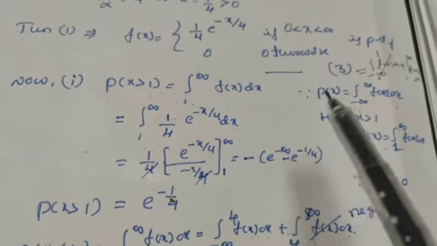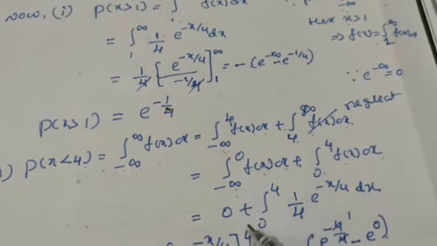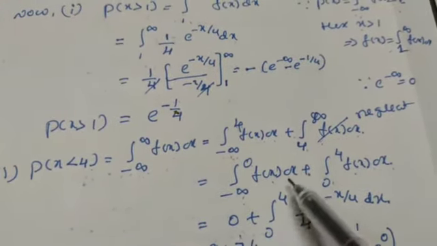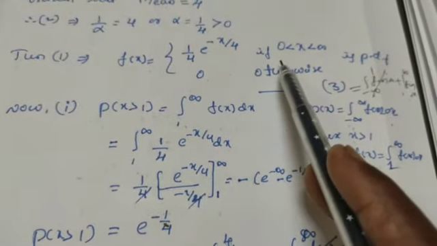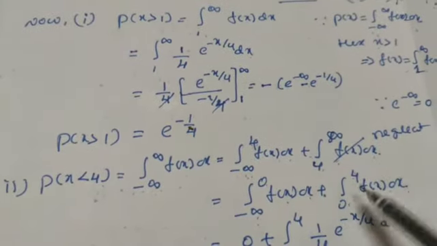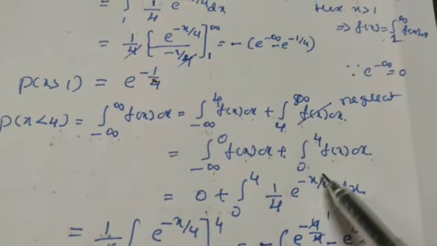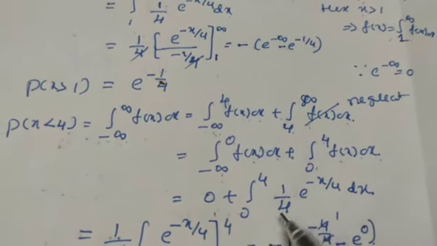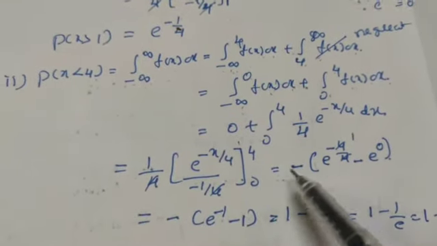So again 0 to infinity. Here minus infinity to 0 is 0 f of x, and in the second interval 0 to 4 f of x, because it is defined for all the values when x is in between 0 to infinity. So 0 to 4 again comes in that interval. We can take f of x is equal to e raised to minus x by 4 into dx into 1 by 4. Integrate this and substitute the limits.